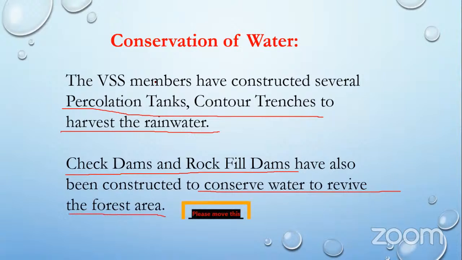So these VSS members have been allotted some land in the forest area, in the Nallamala forest. So when they store this water in rock-filled dams, check dams, and in percolation tanks, groundwater will develop. When groundwater is good, trees will grow more, no? Like that.